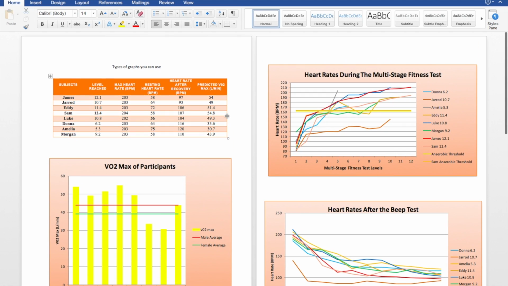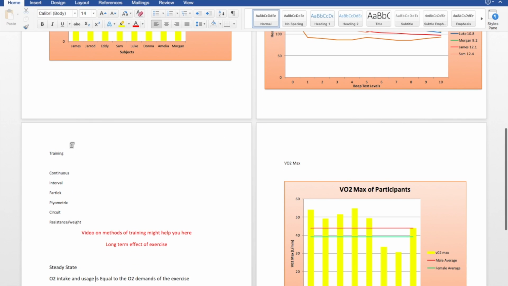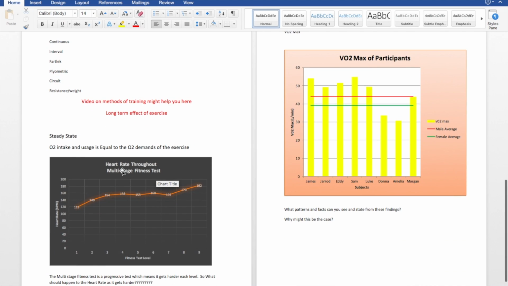So far we've got these different ways of looking at the information: tables, graphs. Then we've got how we can calculate anaerobic threshold and how we can train to improve that anaerobic threshold, what method of training we might use. So continuous, interval, fartlek, plyometric circuit training, weight training. Which one of those is going to be the best for developing our heart and lungs and the cardiovascular system? So these two videos might help you there. Then we've got steady state. So what does steady state actually mean? Can you see it? If you can, why can you? If you can't, why can you not see it? So we're trying to explain those results away.